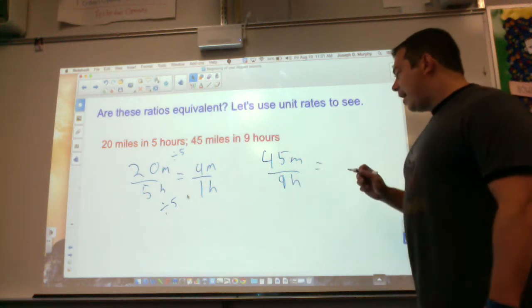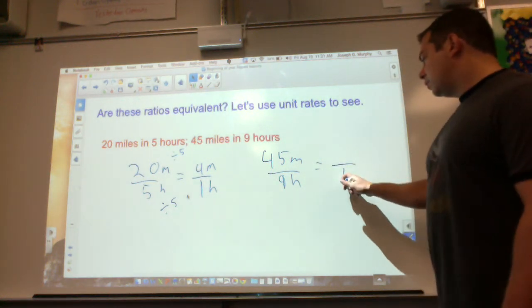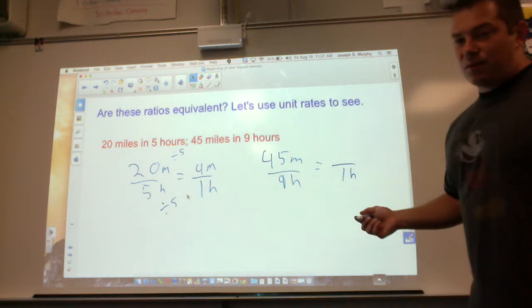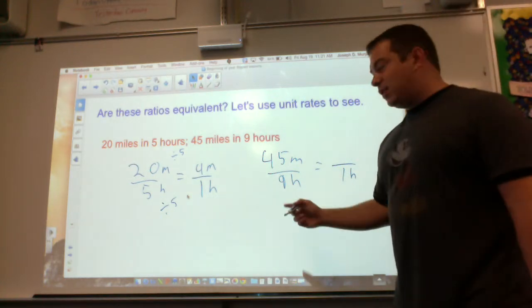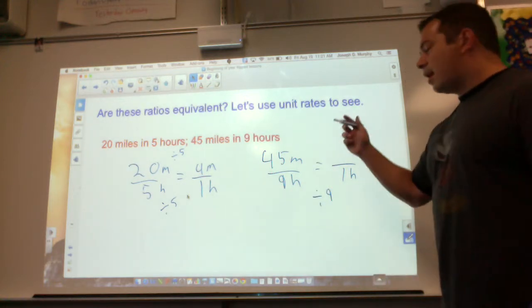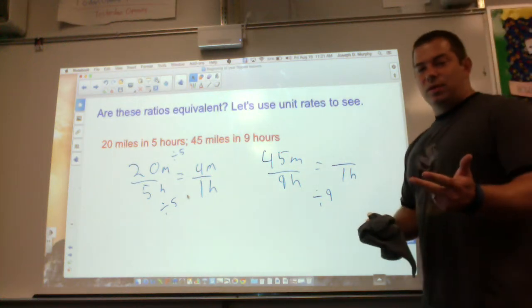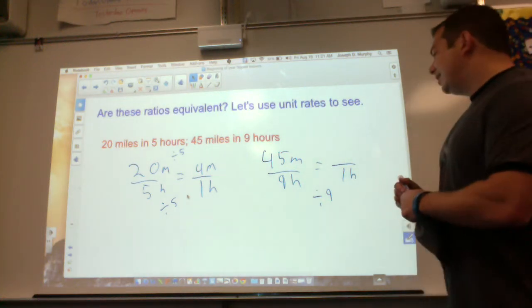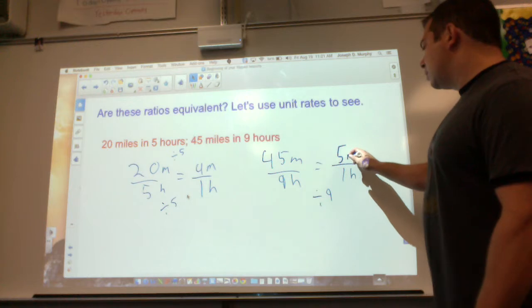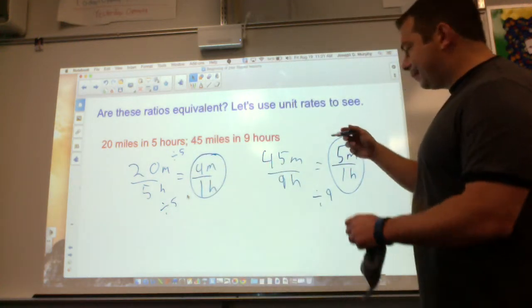Let's see. How do I get 9 to become 1? Because I have to make it a unit rate, I have to have 1 on the bottom. I divide by 9. You just divide it by itself to become 1. So divide by 9. Alright, what is 45 divided by 9? 9, 18, 27, 36, 45. It's 5. So, are these unit rates the same?